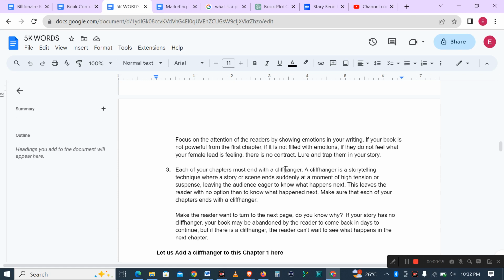That is why you need to be creative. And how can you be creative? Is by reading all these books in this genre. If you're writing on romance, that means you need to read books on romance. If you're writing on werewolf, read books on werewolf very well.